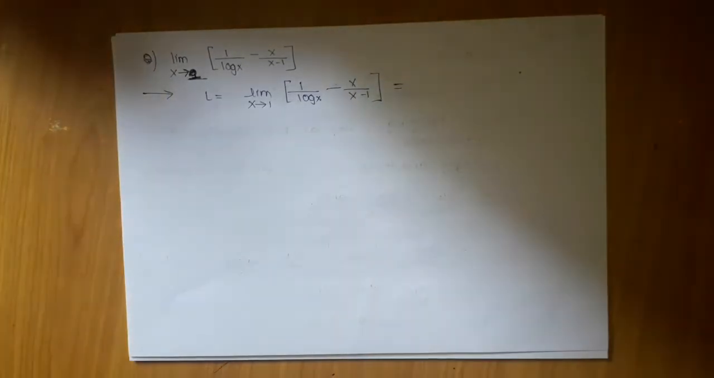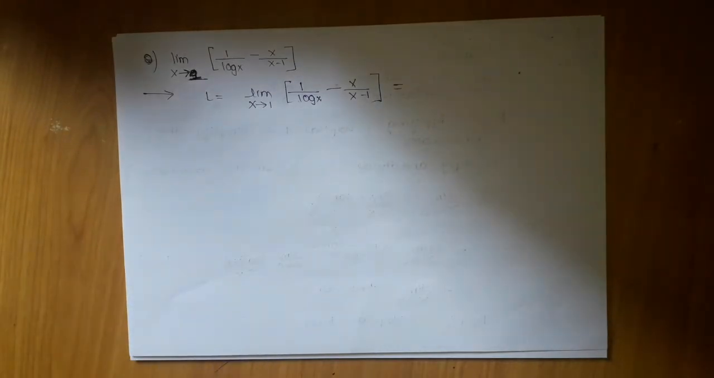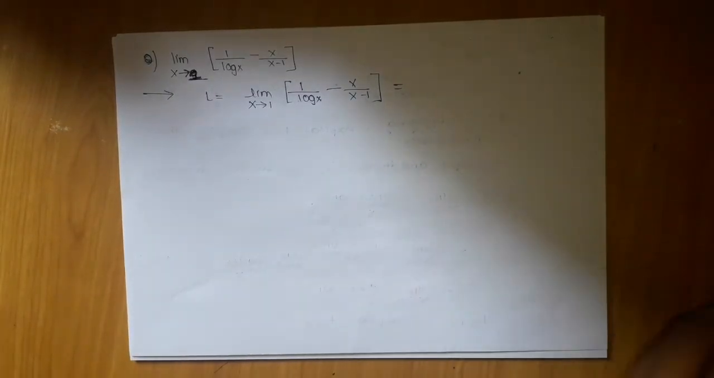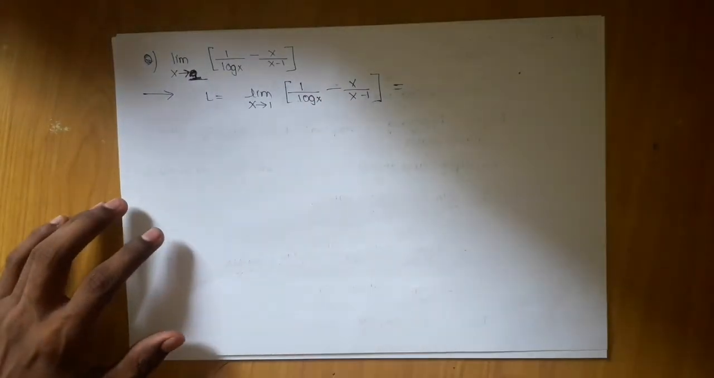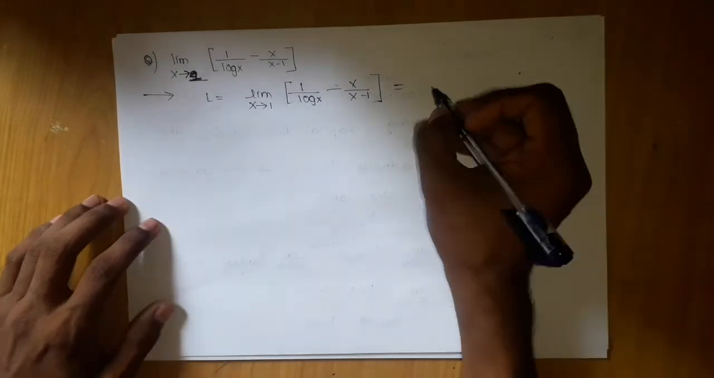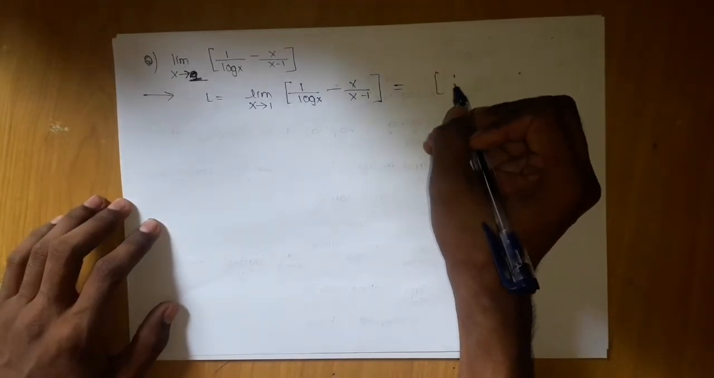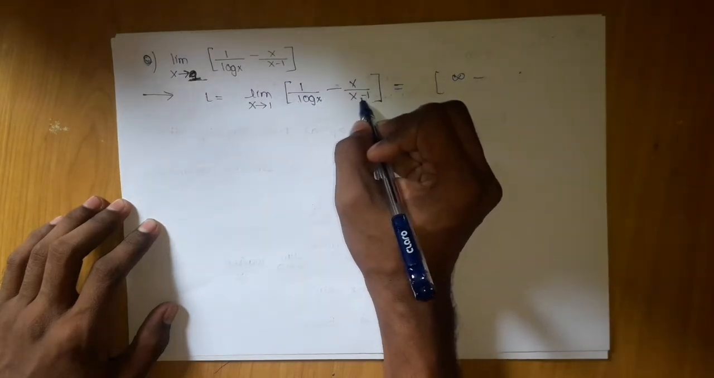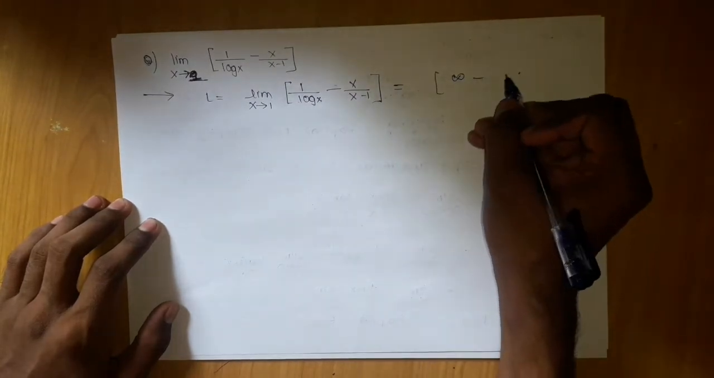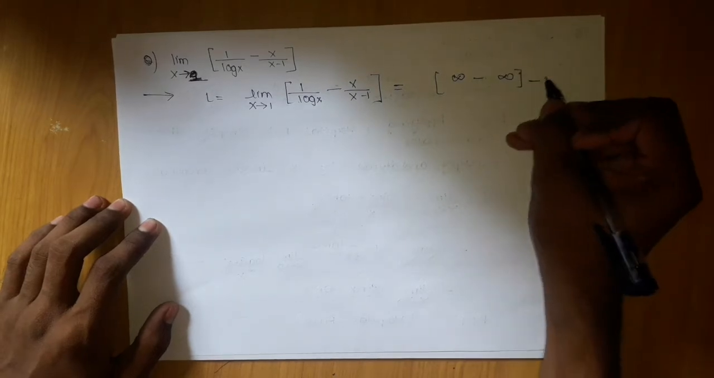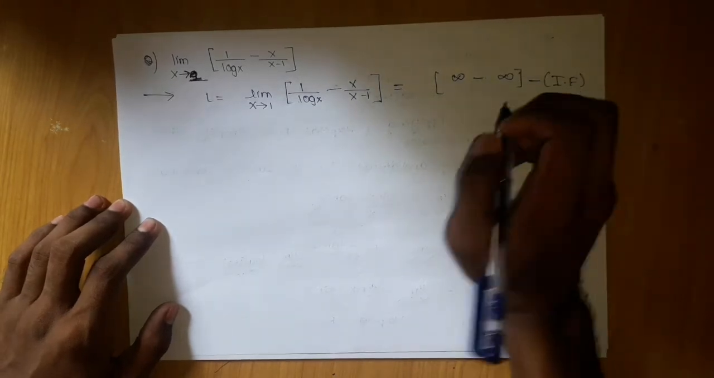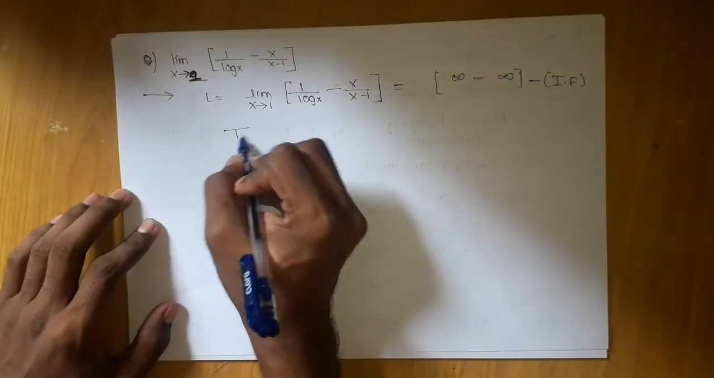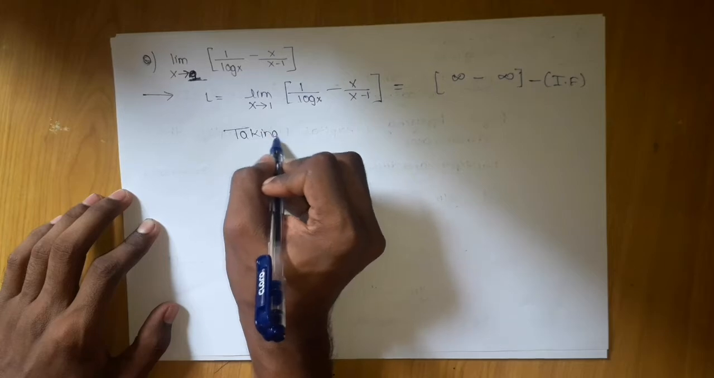After this, you have to substitute x equals to 1 and let the teacher know which form it is, or which type of indeterminate form it is forming. The moment I substitute, I get log 1. Log 1 is 0, and 1 by 0 is infinity. Here if I substitute, it will be 1 minus 1, which will be 0, and 1 by 0 again is infinity. So we are getting infinity minus infinity, which is the indeterminate form, as I mentioned. Now what we are going to do: taking LCM.